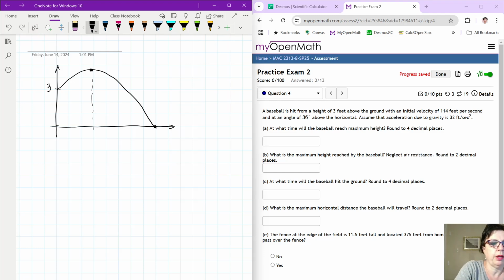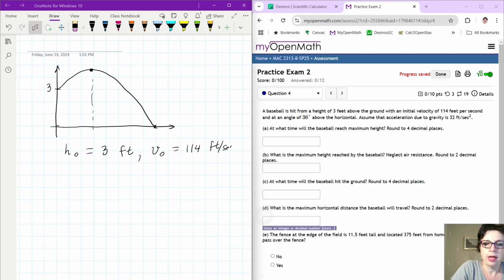So let's write down what we know. We know that h0, which is the initial height, is 3 feet. We also know that the initial velocity is 114 feet per second. And then we have the angle with the horizontal, that would be this angle right here. That's your theta, which is 36 degrees. Now, we also know that g, the gravitational constant, is 32 feet per second squared.